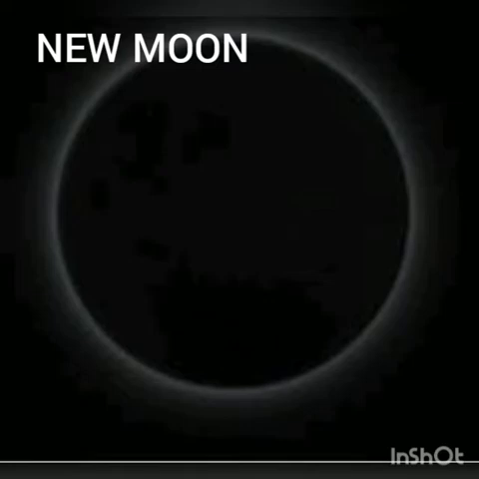Let us study the first phase, new moon. During a new moon, the moon is between the earth and the sun. The part of the moon that faces the sun gets sunlight. A new moon cannot be seen from the earth since only the dark side of the moon faces the earth.